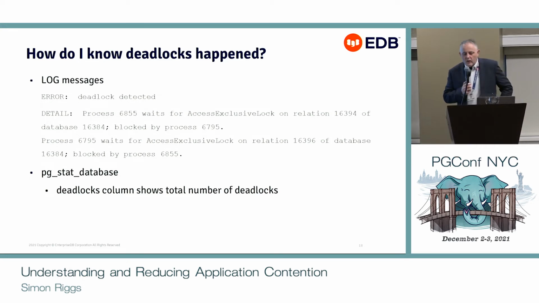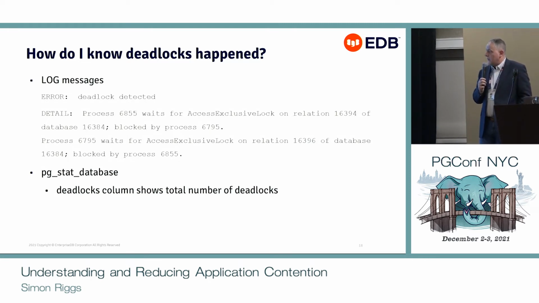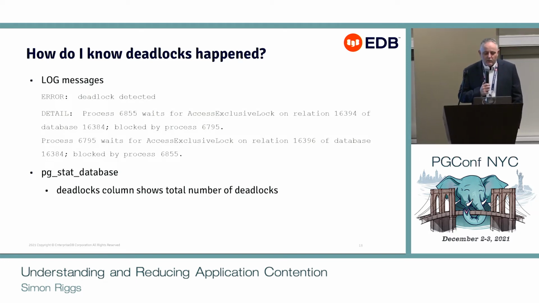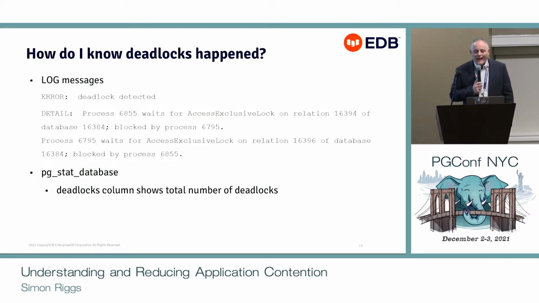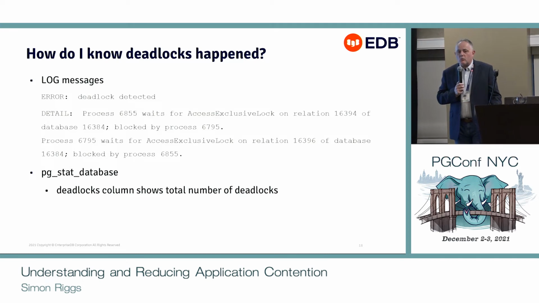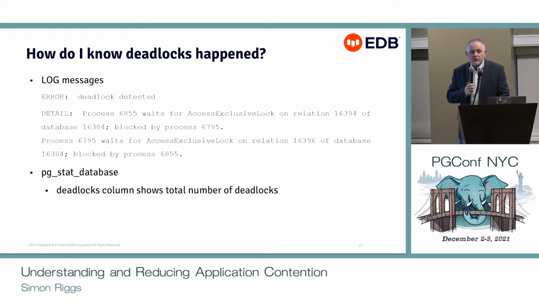So how do I know deadlocks happened? Well, you see log messages because a deadlock will fail with an error, and it does tell you lots of useful information like process 6855 waits for access exclusive lock on relation 16394. Nice human readable, easy to understand logic that really helps you to understand what's going on. Luckily, there's a column on pg_stat_database that counts the number of deadlocks that have been experienced, but it doesn't show what table the deadlocks were accessing at the time of the deadlock. So again, it would be really nice to have contention information at the table level so that we would be able to see what's going on a bit better.